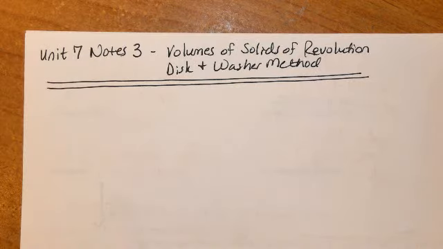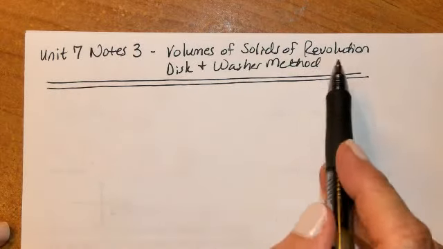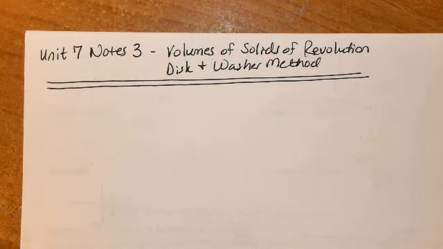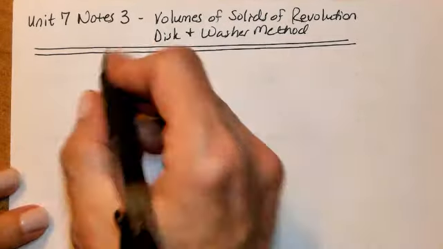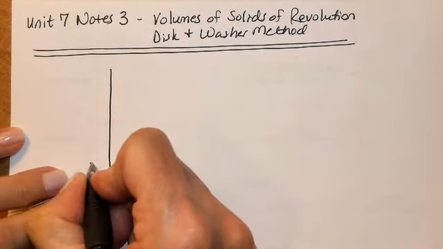Okay, we are in Unit 7. This is Notes 3. So this is Volumes of Solids of Revolution. That's what it's called, and you'll see why when we introduce this to you. So I'd like to start with a similar curve to where we started with our last section.